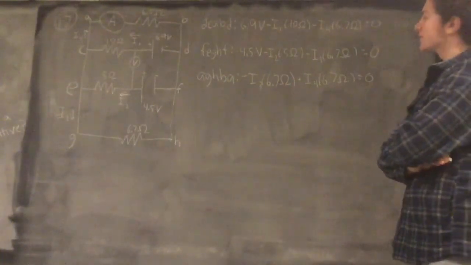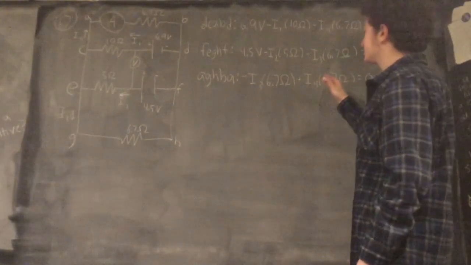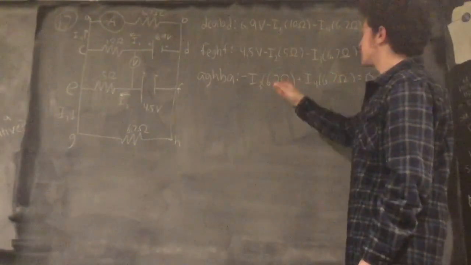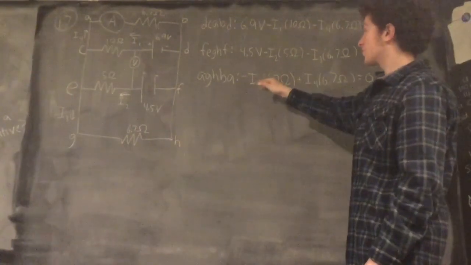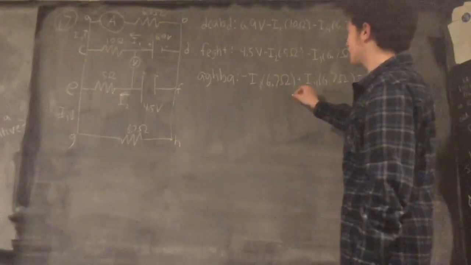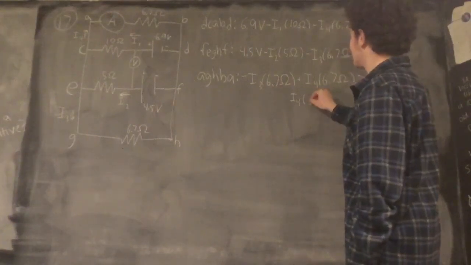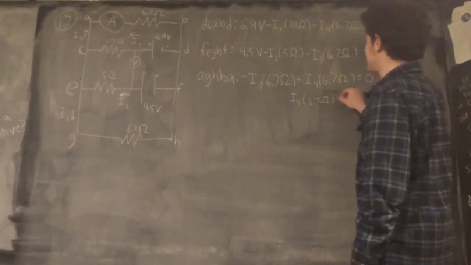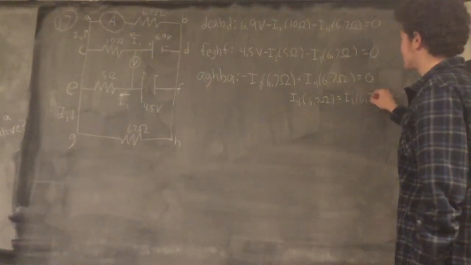And now I'm looking at this one, and I'm seeing something pretty peculiar here. It's the same amount of resistance in the resistors, but yet there's a different amount of current. If I add the third current times 6.7 ohms to the other side, I get the fourth current times 6.7 ohms is equal to I3 times 6.7 ohms.